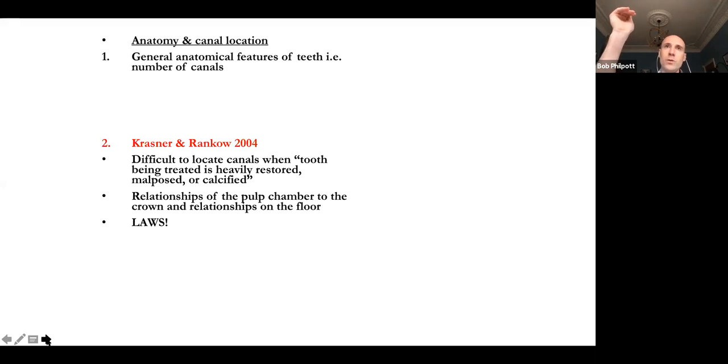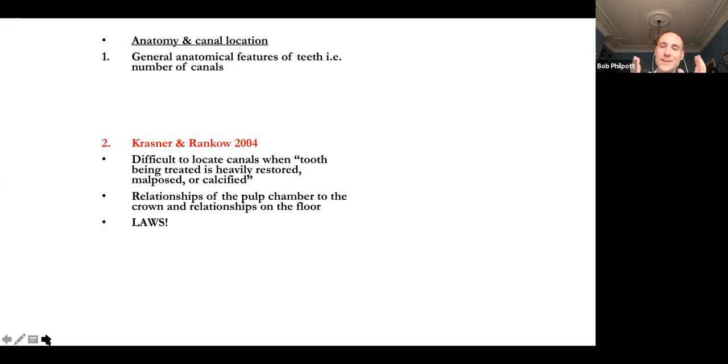But then when you looked, the Times would tell you, well, actually, in most studies, it's there about 70% of the time, maybe slightly higher when it's actually treated. So that would be the actual factual headline. Krasner and Rankoff also talked about symmetry, they talked about color change, and they talked about laws of orifice location.